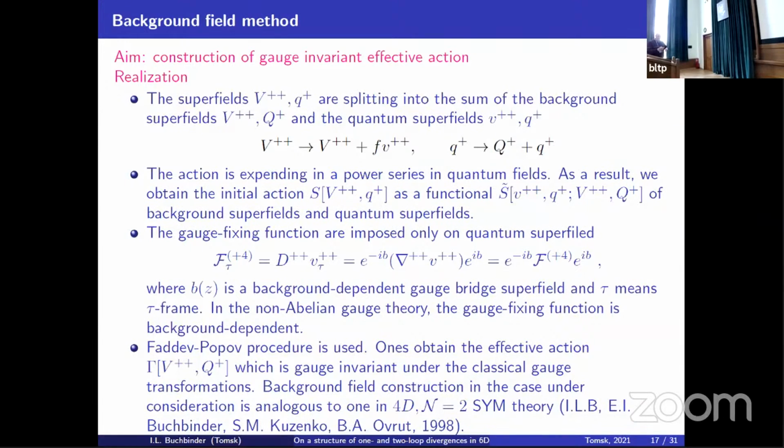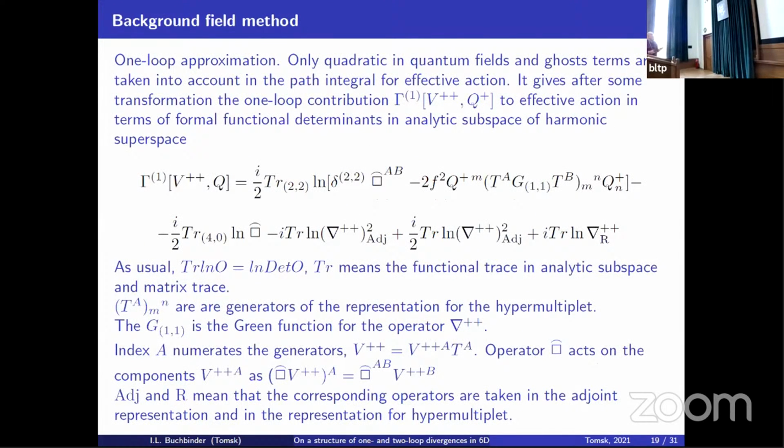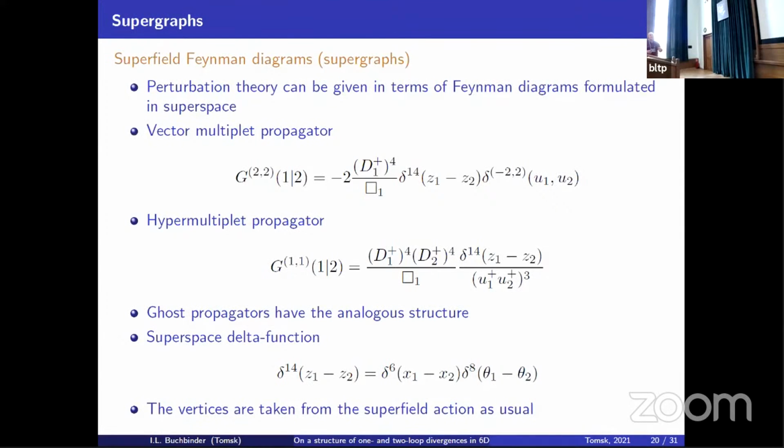Okay, but I need this consideration, and the one-loop effective action is given in this form, a trace logarithm of some differential operator acting in superspace. Then, in principle, we can develop the supergraph technique. There are the propagators and vertices. The basic feature of propagators is the appearance of Grassmann delta functions, which equal 0 when θ1 is equal to θ2.